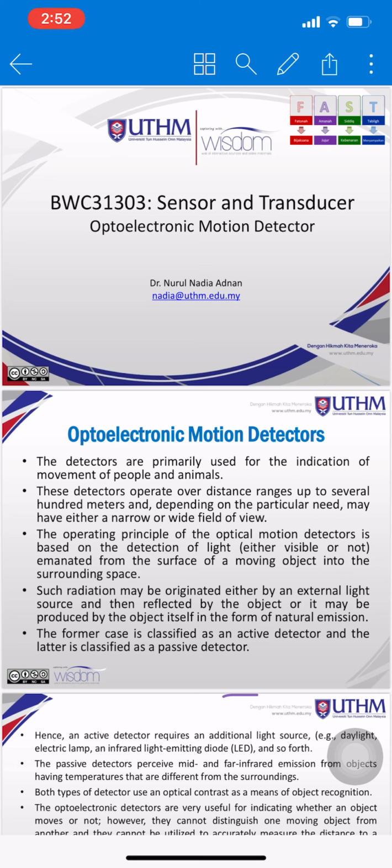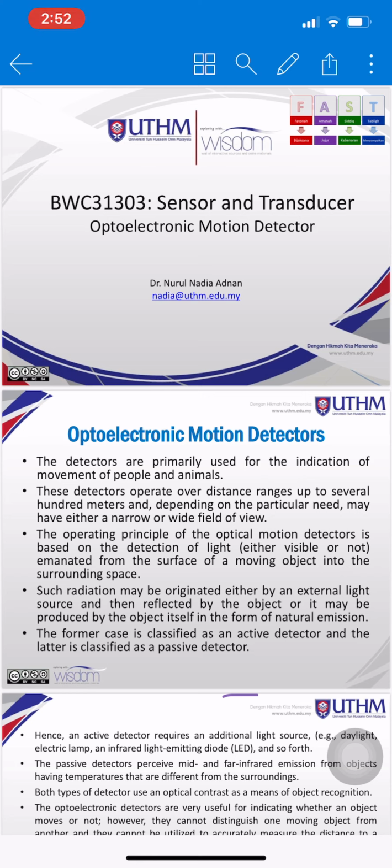So these sensors are primarily used to indicate movement of people and animals. For example, in our house, if we want to detect an intruder that comes into our house, we can use this motion detector. Another example is at the shopping complex, where the opening and closing of the door also uses a motion detector.